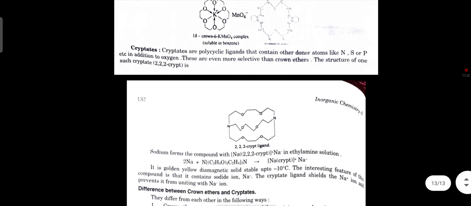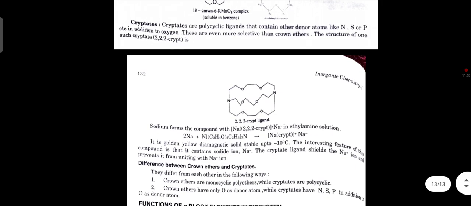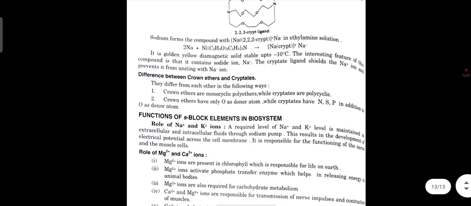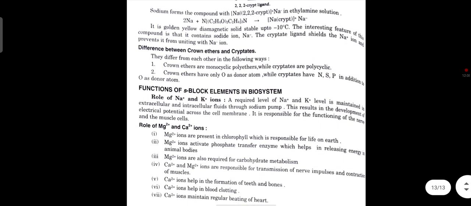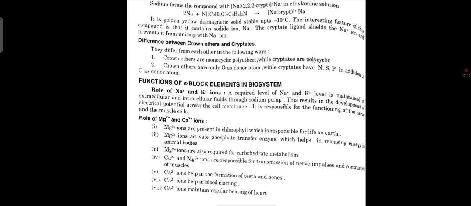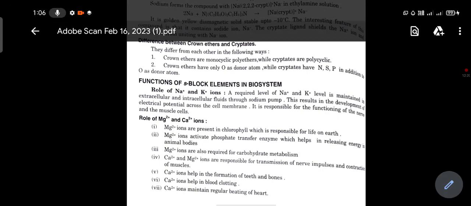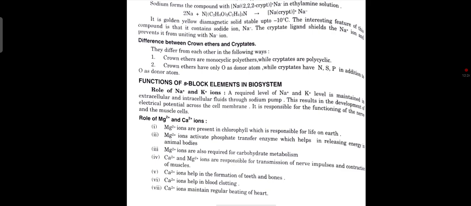Now we will discuss cryptates. Cryptates are polycyclic ligands that contain other donor atoms like nitrogen, sulfur, phosphorus, etc. in addition to oxygen. These are more selective than crown ethers. The structure of one such cryptate is shown. Sodium forms the compound Na 222 cryptate Na- in ethylamine solution. It is a golden yellow diamagnetic solid, stable up to 10 degrees Celsius. The interesting feature of this compound is that it contains the sodide ion, Na-. The cryptate ligand shields the Na+ ion and prevents it from interacting with the Na- ion.